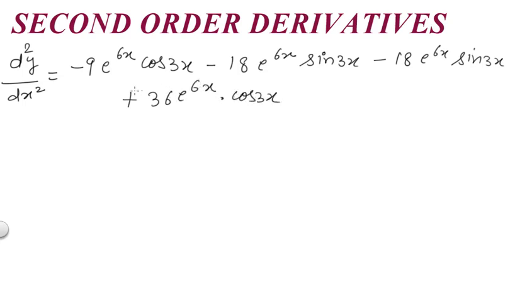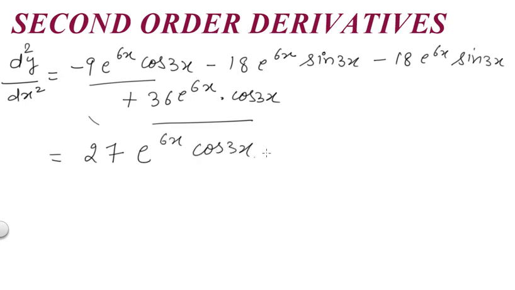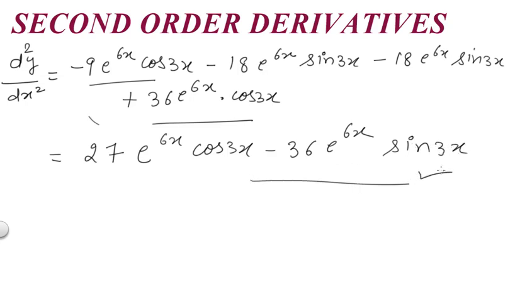Now you see we can combine these two terms. So minus 9 and plus 36 we will get. So the answer will be 27 e to the power 6x cos of 3x, and you see minus 18 and minus 18 is minus 36 e to the power 6x sine of 3x. So this will be the answer for the question number 7. Let us move to question number 10.